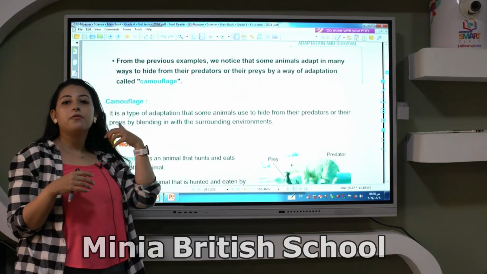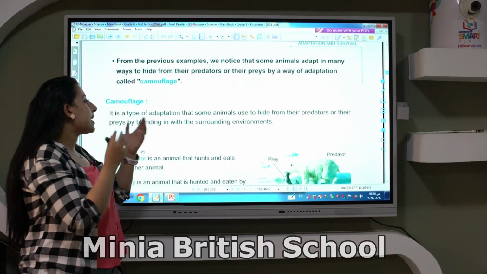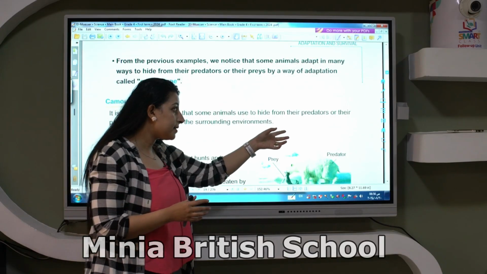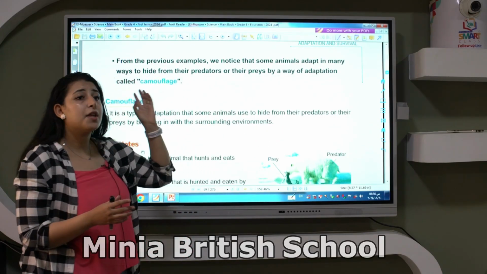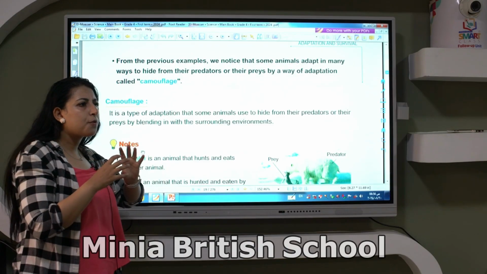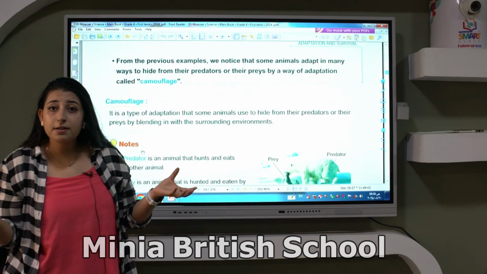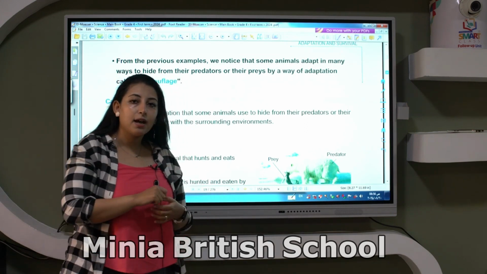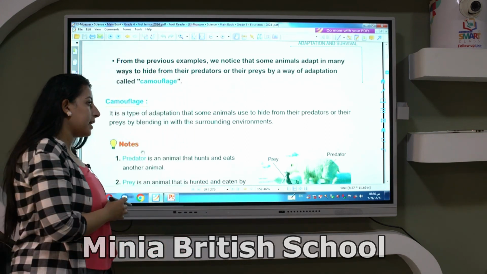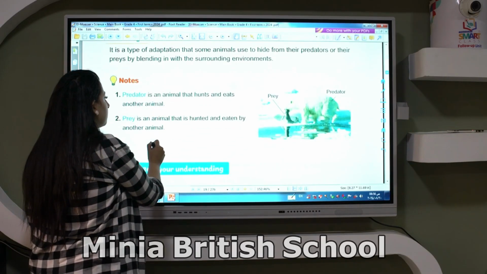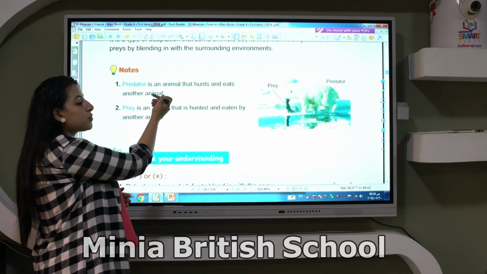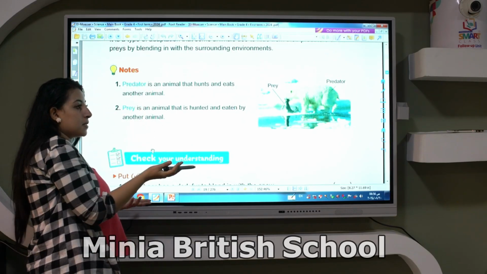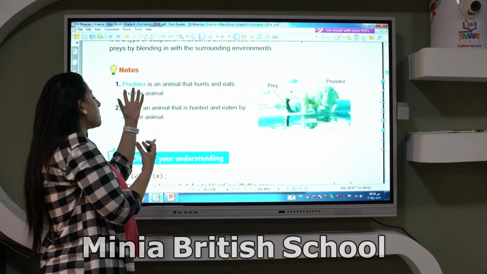So what is camouflage? It's a type of adaptation that some animals use to hide from their predators and also from their prey. Why from their prey? To make a surprise for them and attack them quickly. Okay, so we have to differentiate between predators and prey. What is the difference between predator and prey?